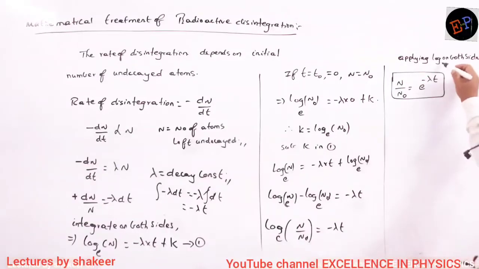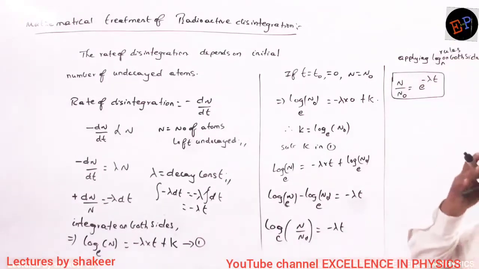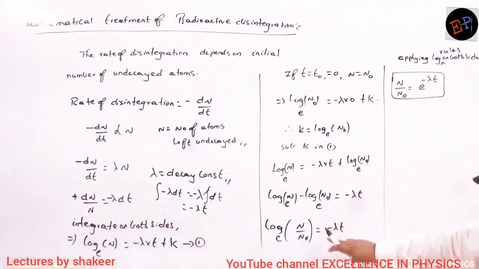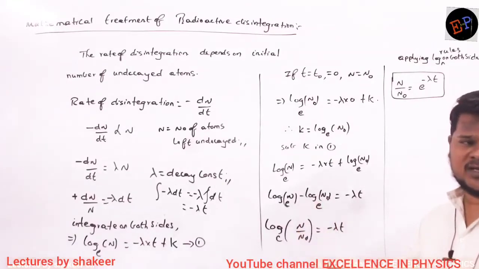Okay? So applying log rules on both sides. See here, n by n naught equals e power minus lambda t can be converted into this form also when you apply logarithms. Are you able to understand? These are the rules of logarithms.